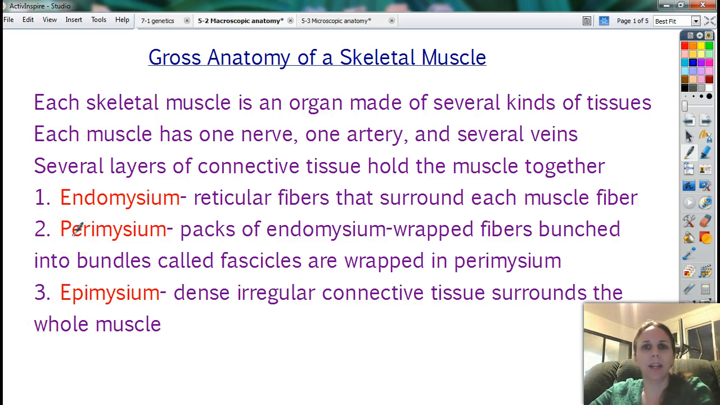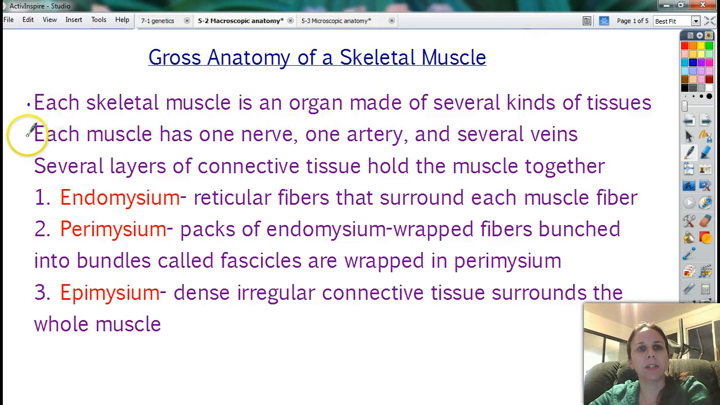So let's take a look at a skeletal muscle. We said that each skeletal muscle is an organ itself made up of several kinds of tissues. Of course, there's muscle tissue, but there's also connective tissue, fat tissue, and vascular tissue as well. So each muscle is its own organ. However many muscles you have, that's how many organs you have.